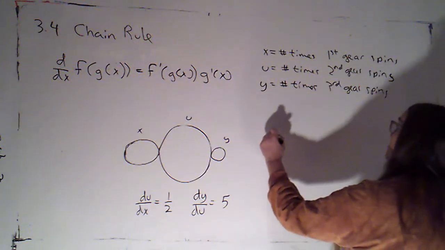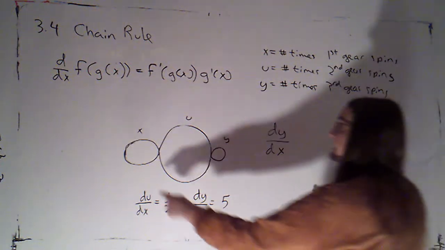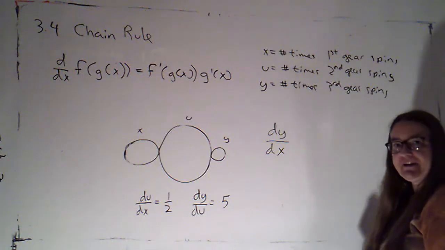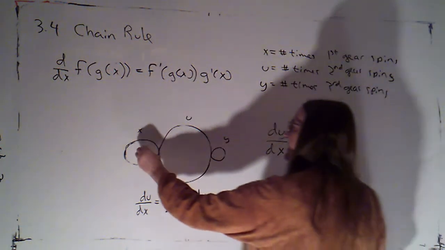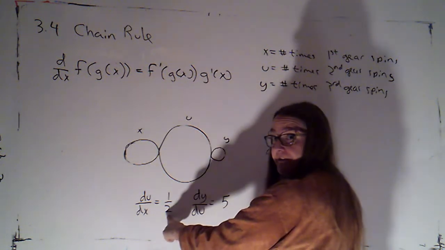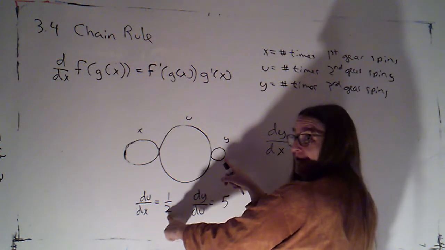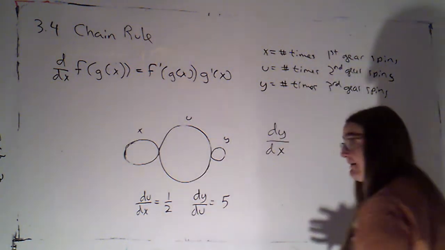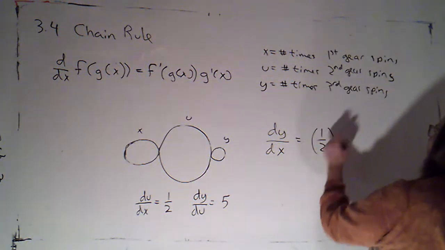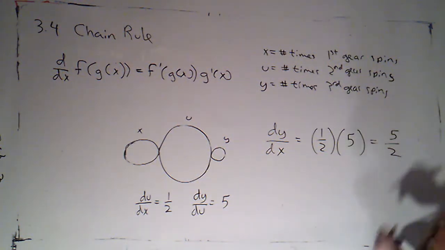Now, I want to try to figure out dy/dx. If I spin this gear once, how many times will the third gear spin? Well, if I spin the first gear once, it's going to cause the middle gear to spin half of a time. But every full turn of the middle gear causes the third gear to spin 5 times. So if I spin it halfway, the third gear is going to spin half of 5 times around, or 5/2.